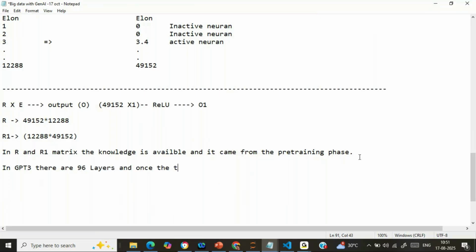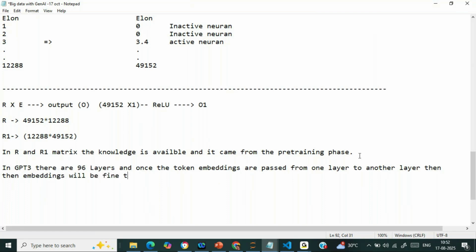and once the token embeddings are passed from one layer to another layer, then the embeddings will be fine tuned in order to have the best knowledge from the stacks of neurons.